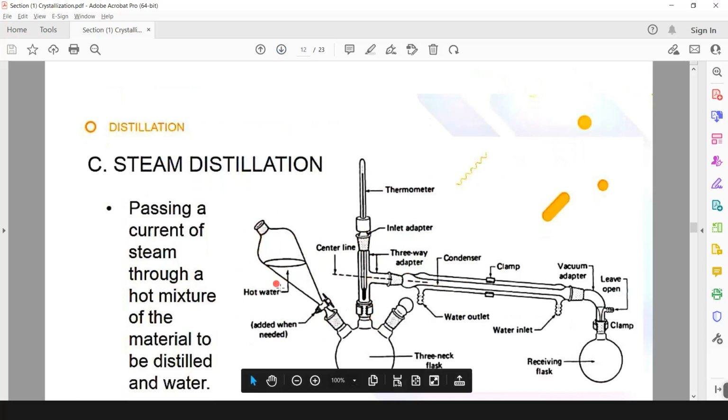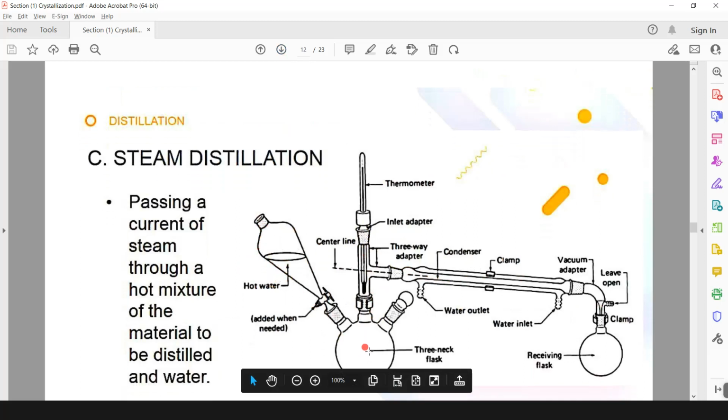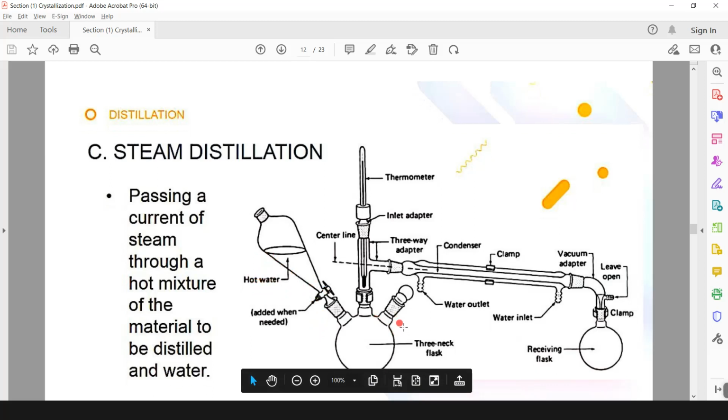It is the pump that will pump us hot water here. So in the distilling flask, it will be the mixture of two liquids plus water. So the boiling point of this mixture will be lower than the lowest boiling point. It is the boiling point of water. It will be boiled at, like we said, 80 or 90.